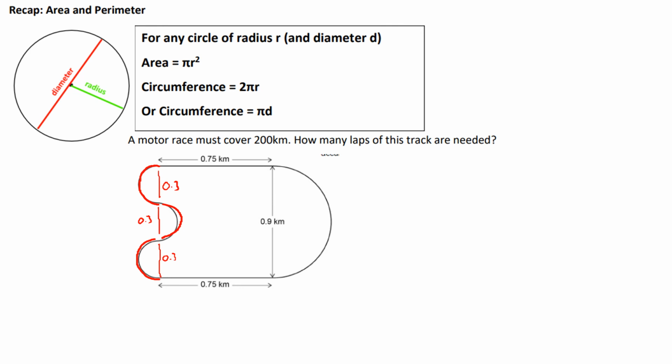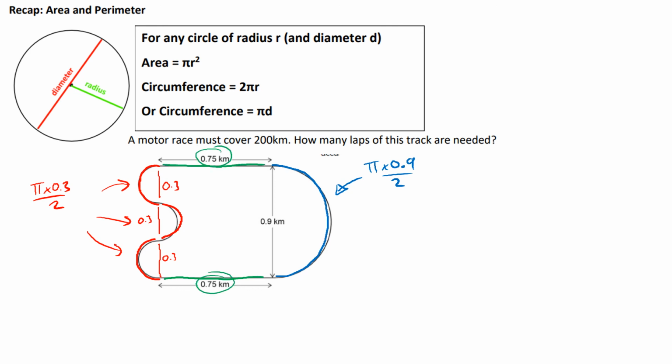Let's work that out first. So each one of those circles, we want to know pi times d, so pi times 0.3 divided by 2. And there's obviously 3 of those, so when we put it together, we're going to need to do that times 3. Then we've also got the large semicircle, and that's going to be pi times 0.9 over 2, pi d over 2, because it's half of a big circumference. On top of that, we've got our two flat lines, and each of those are just 0.75.